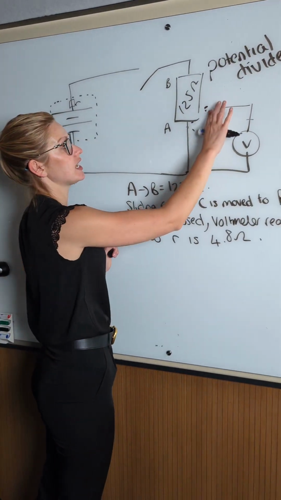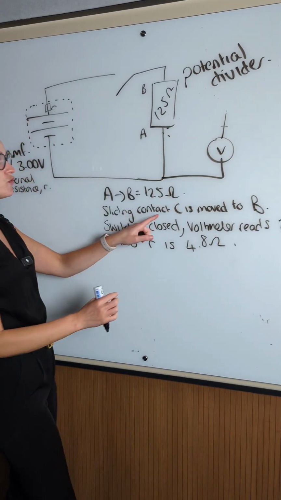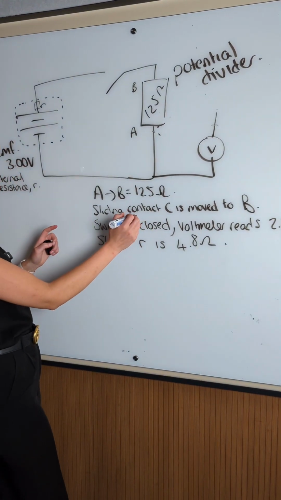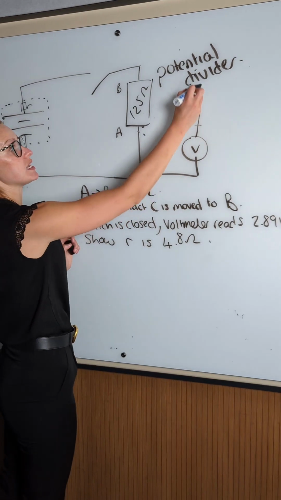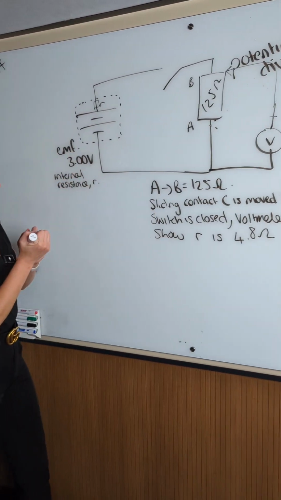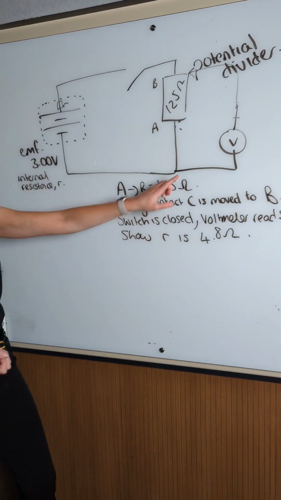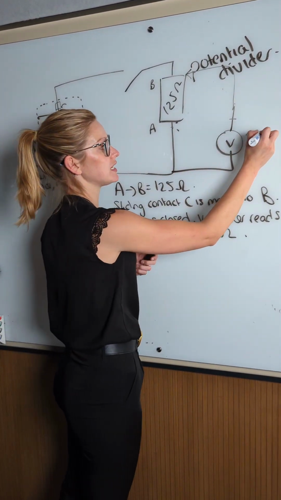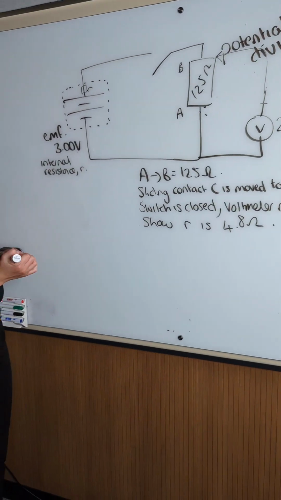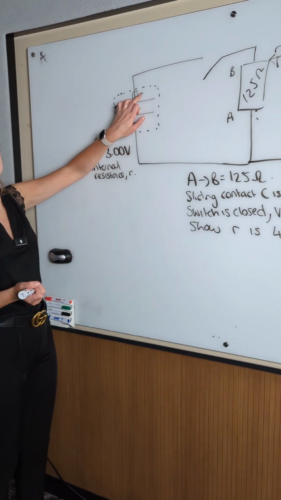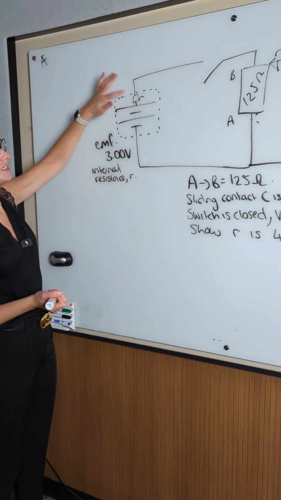So what it says is the moving contact is moved to B. So we're moving up to B. So what we're doing is we're having a voltmeter across the full resistor, okay? And the switch is closed and we're told the voltmeter reads 2.89, okay? So I want to prove what the internal resistance actually is. So I'm trying to find what that little resistor is.